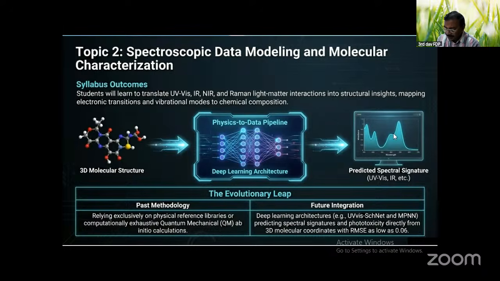What is the meaning of MPNN? Message passing neural network. That means the molecule formation is taken as a graph and the properties of the molecule are predicted. How to make the graph from the molecule formation: on the basis of atoms and on the basis of bonds formed in the molecule. That MPNN software predicts the graph from the molecule formation and gives the molecule properties. Finally, you will get the predicted UV visible spectra or IR spectra or NIR spectra or Raman spectra.